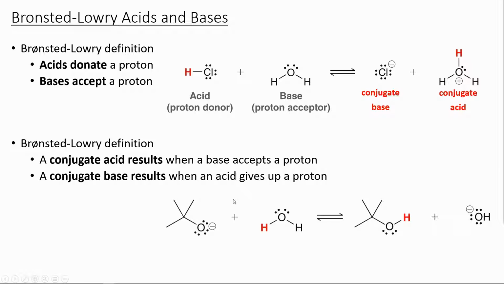So if we look at this reaction down here, we can first try to identify the acid and the base. So this molecule has a lone pair with a negative charge. This molecule has a proton attached to an electronegative atom. So this is going to be our base, and the water molecule is going to be our acid in this case. Once the equilibrium occurs, we're going to have the conjugate acid, the protonated form of the base, and we'll have the conjugate base, the deprotonated form of the acid.